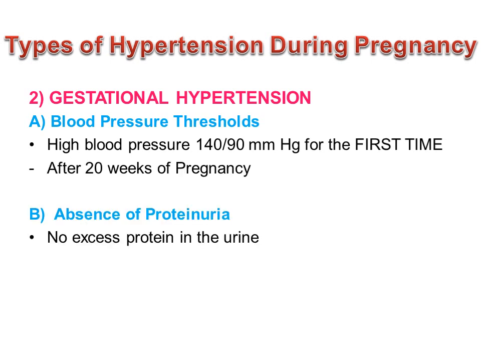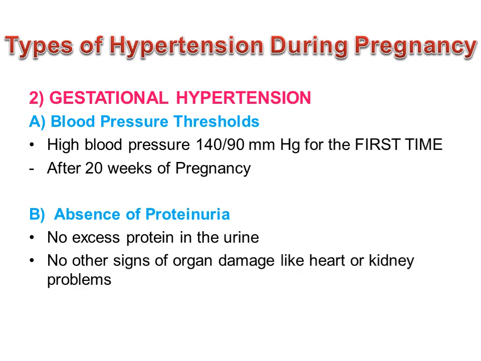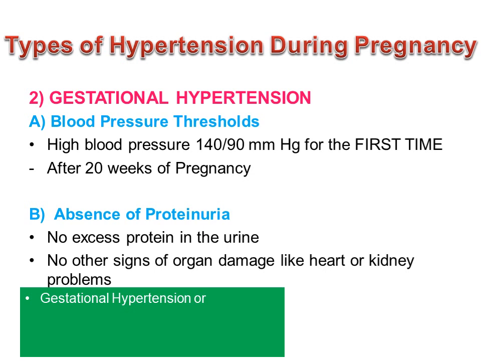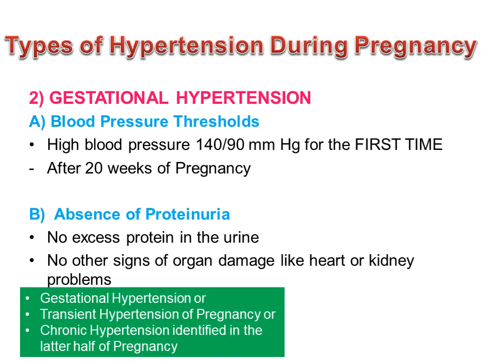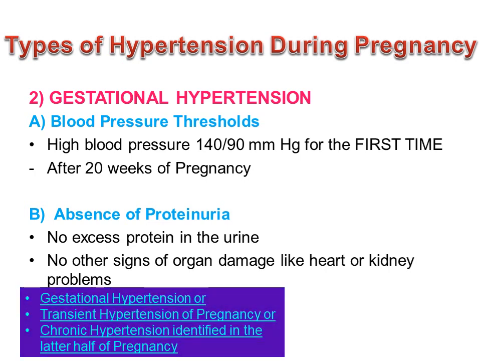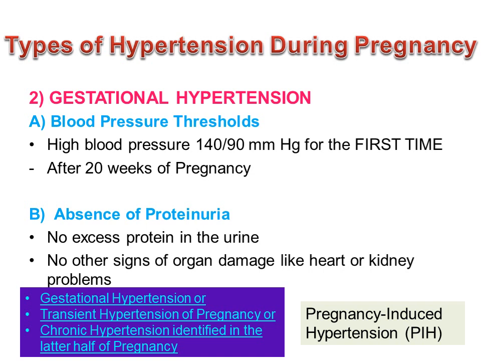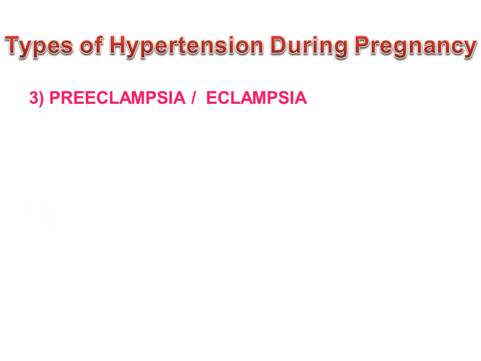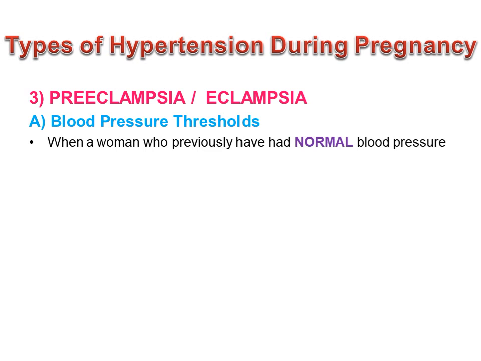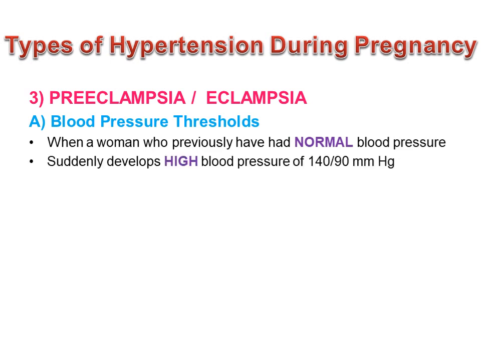There is no excess protein in the urine, and there are no other signs of organ damage like heart or kidney problems. Gestational hypertension is also called as transient hypertension of pregnancy or chronic hypertension identified in the later half of pregnancy. This terminology is preferred over the older but widely used term pregnancy induced hypertension because it is more precise. Preeclampsia happens when a woman who previously have had normal blood pressure suddenly develops high blood pressure of 140 by 90 millimeters of mercury after 20 weeks of pregnancy.